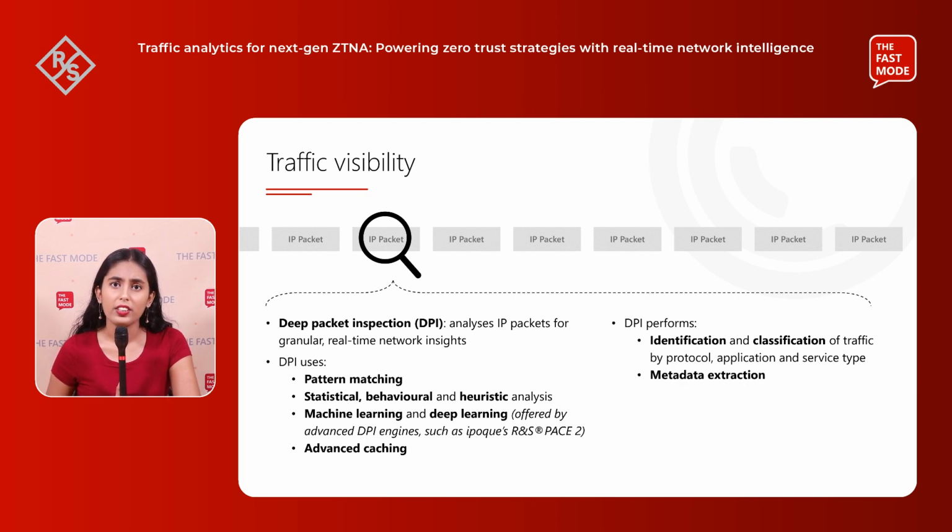Cutting-edge DPI engines such as IPOC's R&S PACE 2 and R&S vPACE leverage additional techniques, including encrypted traffic intelligence powered by machine learning and deep learning, and advanced caching. Tobias will explore this in more detail later.